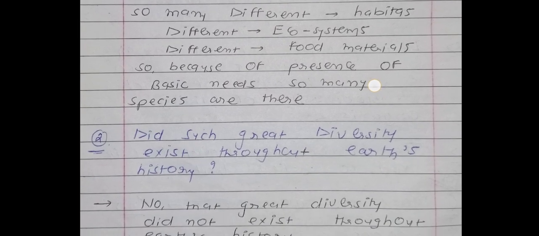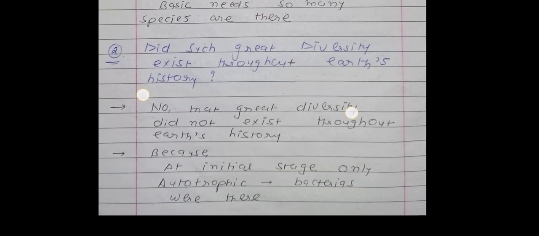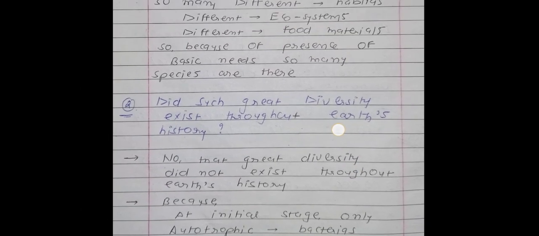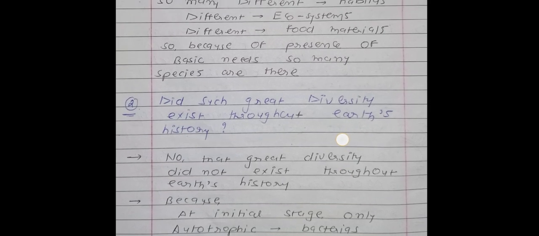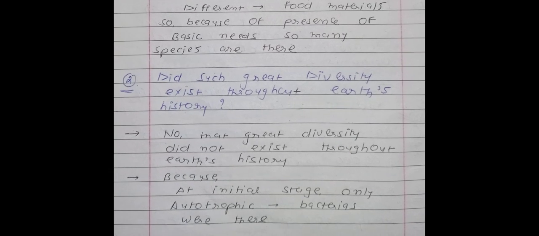And now if we talk about the second question: did such great diversity exist throughout Earth's history? It means if now we are seeing so many different types of species, so the question is, did this greater diversity exist throughout Earth's history?